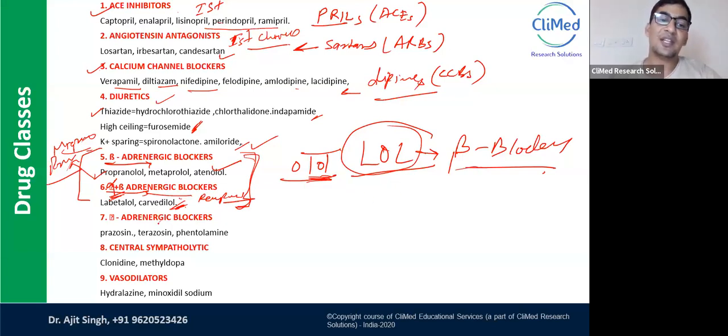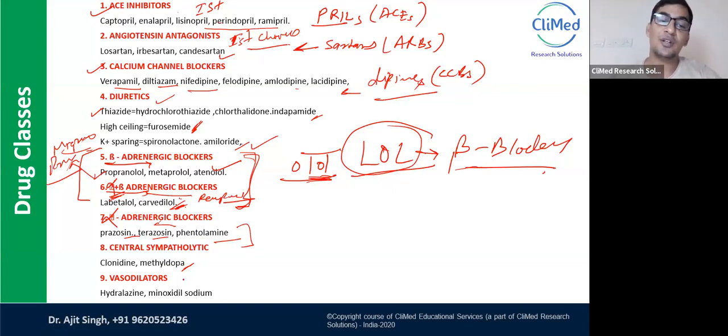Then there are only alpha adrenergic receptor blockers, like prazosin, terazosin, or phentolamine. These drugs are alpha adrenergic blockers only. And then there are some sympatholytics which control the central sympathetic nervous system and control hypertension, like methyldopa or clonidine. And there are some other vasodilators.